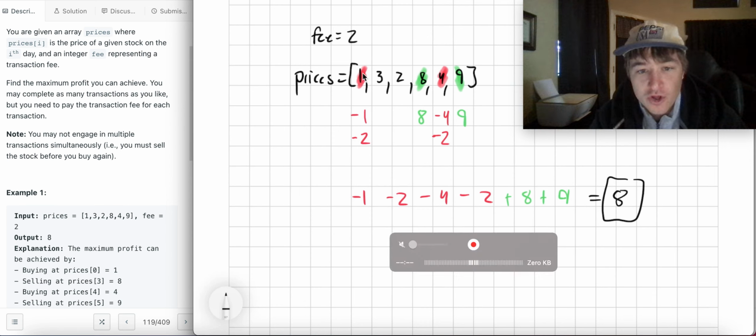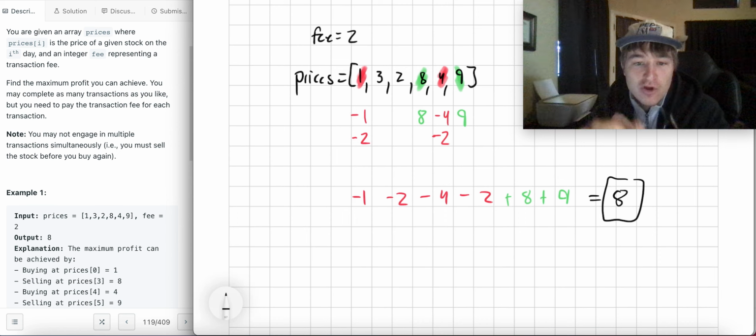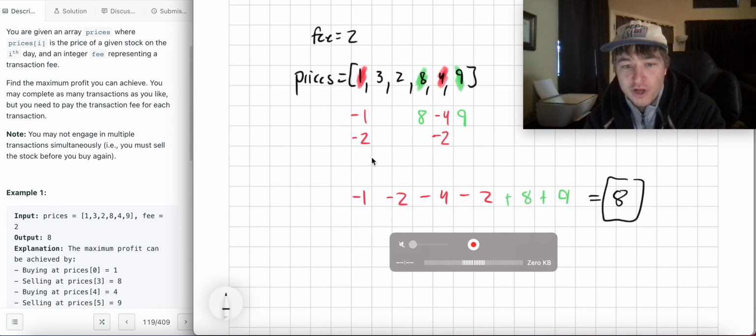So you account for the fact that you lose $1. You think about how much money you have. If you thought about how much total money you have, well, you just lost $3 doing this. You gain $8 back. You lose another $6 doing this, and you gain $9 back.